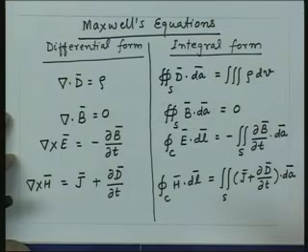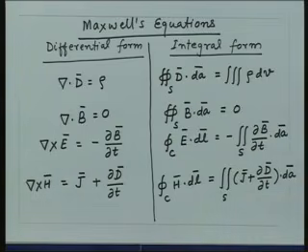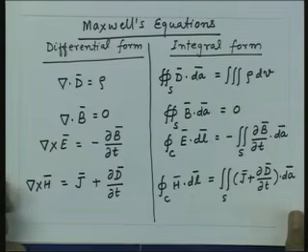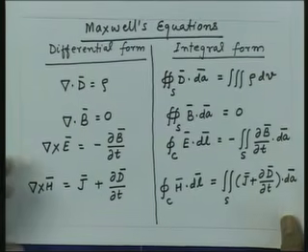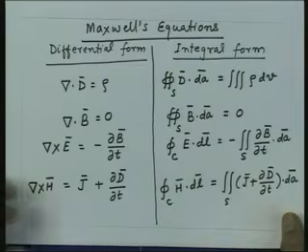So, the same set of equations when written in differential form give you what is called point relation. These relations are valid at every point in space. The equations in integral form, when applied to the discrete media interfaces, give you what is called the boundary conditions. However, before we go into the boundary conditions, let us introduce the concept of what is called the surface current and surface charges.